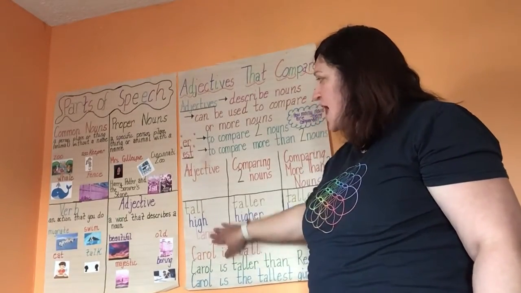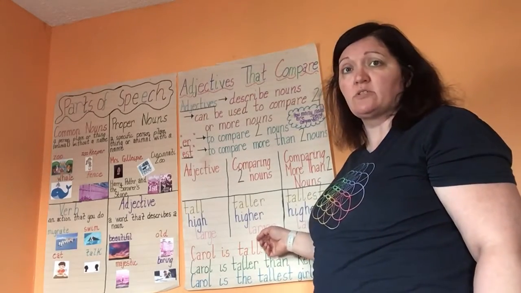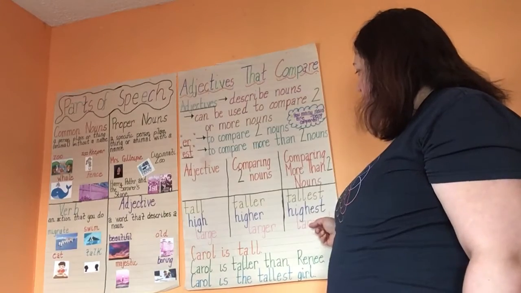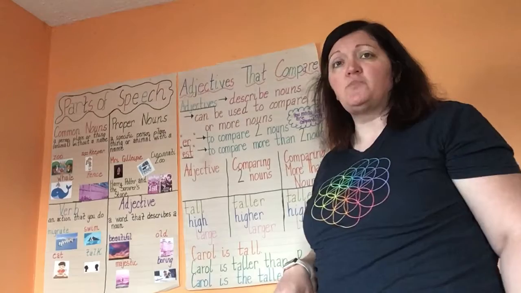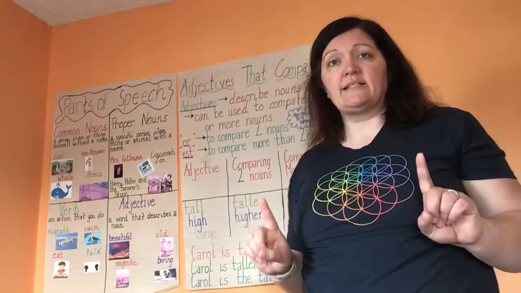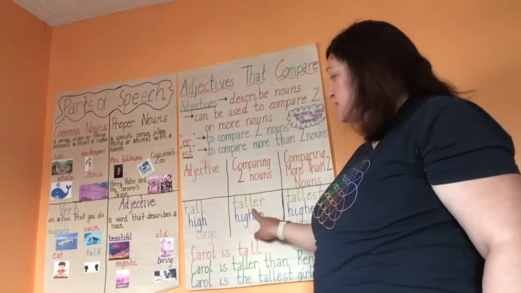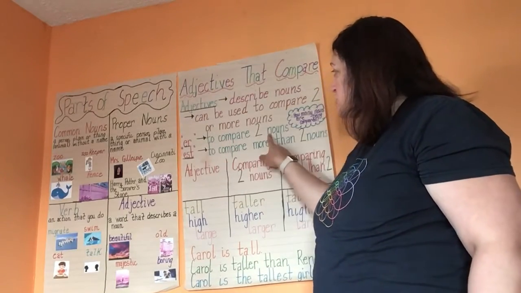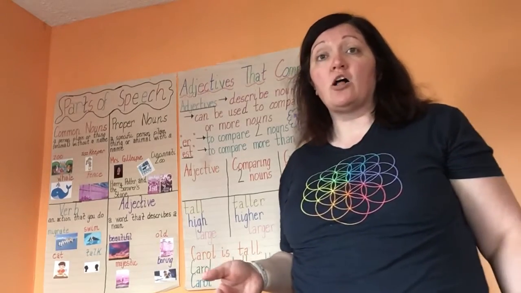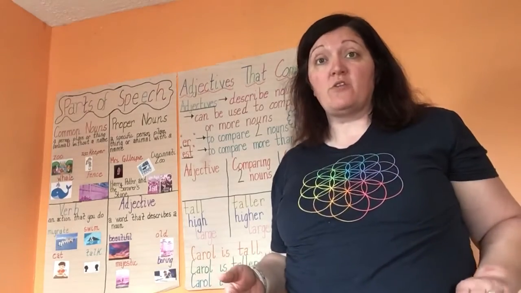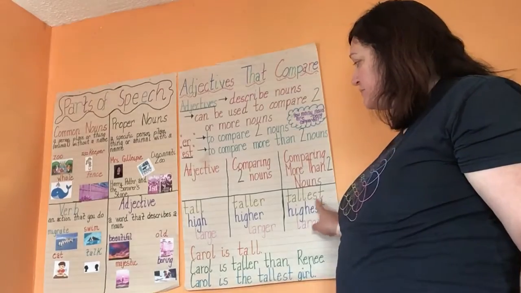In this column I have the adjective that we start with. Then we have what we would write if we were comparing two nouns to each other, and then if we were comparing more than two nouns. The first one is tall. If we're comparing two people, one's taller than the other, we would use ER, taller, just to compare two nouns. If you're the tallest in your class, then we would write EST at the end, tallest.